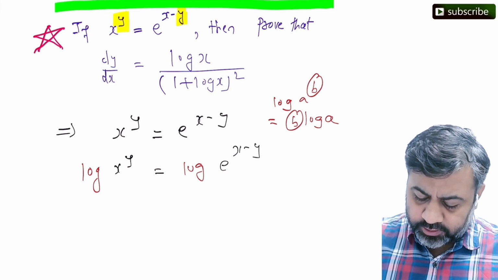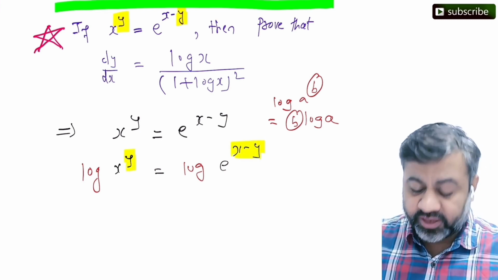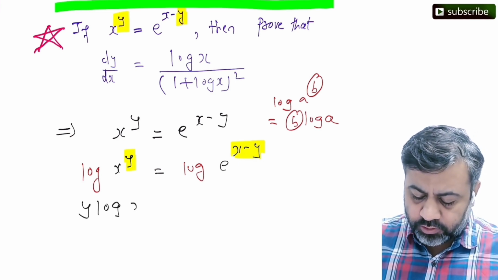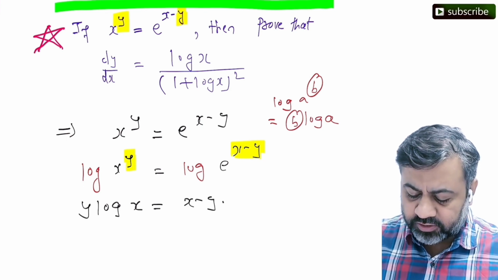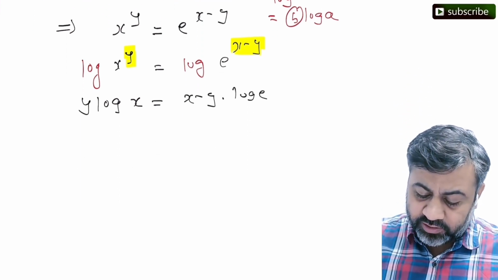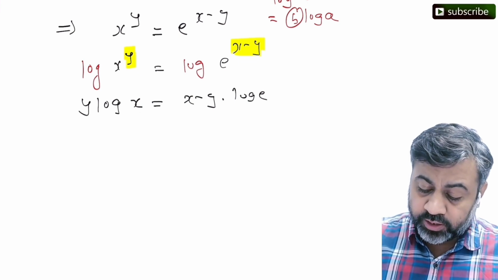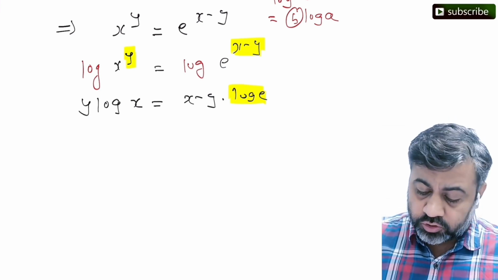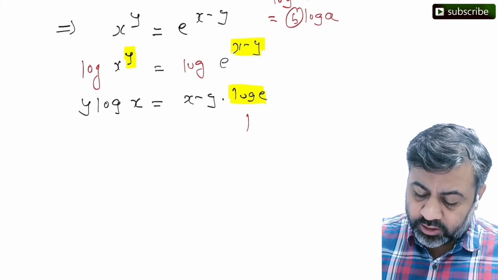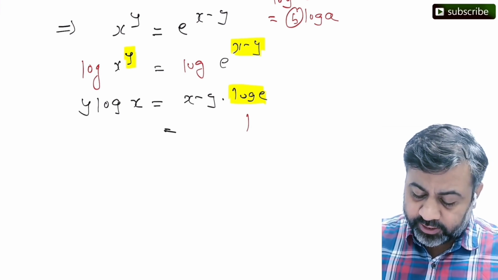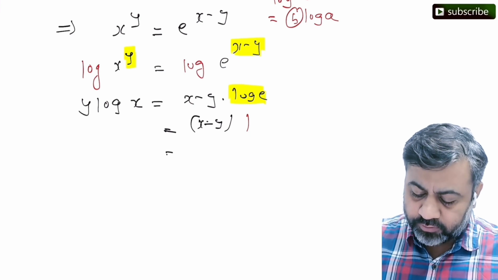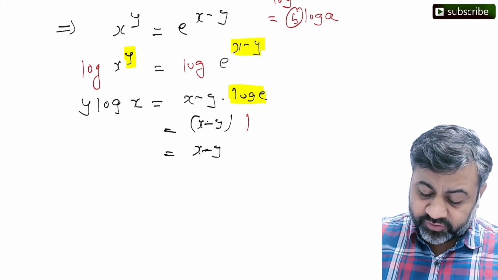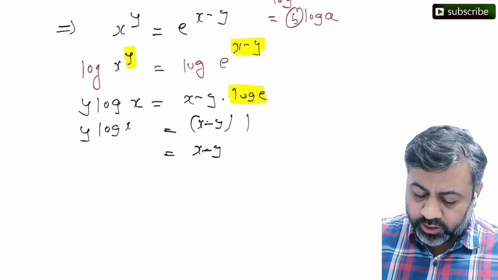So what will happen here is, this power y and this power (x minus y), I can bring it down, and what I get in the next step is y times log x equal to (x minus y) times log e. Now at this step I just want you to understand that log e is a very important thing. Value of log e is 1. So if I substitute value of log e as 1, I get (x minus y) times 1. This gives me x minus y on the right hand side. The left hand side is as it is. We have y times log x.